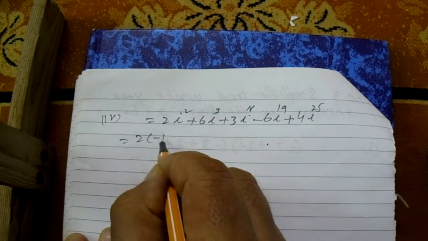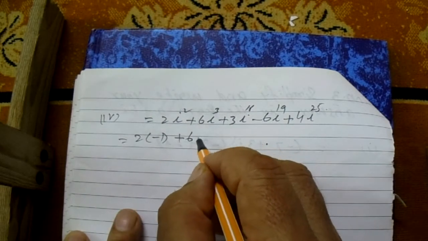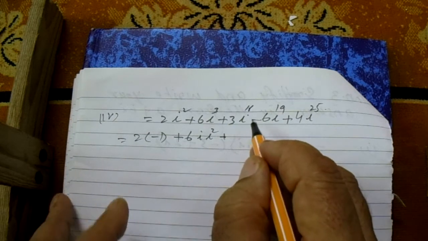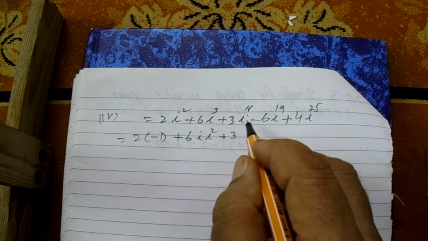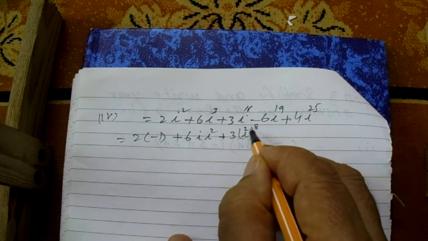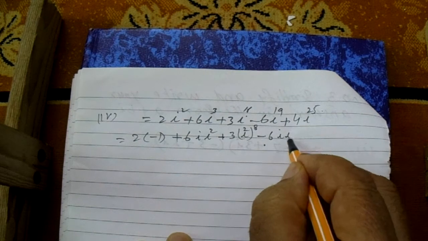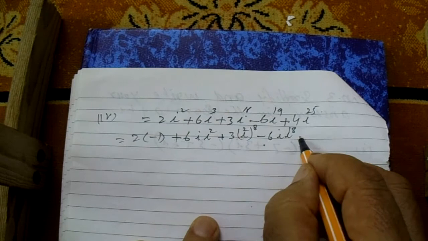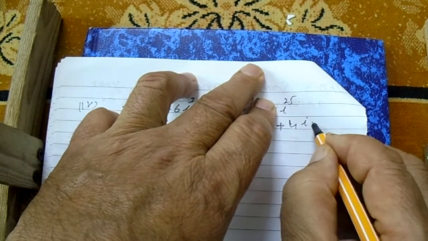Now 2 iota square, we know that iota square is equal to minus 1. You put here minus 1 plus 6. This iota 3 we write in this form 6 iota and iota square plus this is written in 16, 3 and iota 16. It means iota square in the form of this 8, 8 2s are 16 again, minus 6 iota this and iota 18.